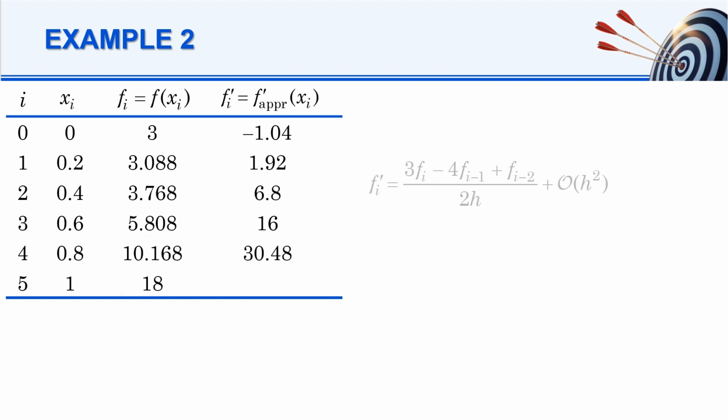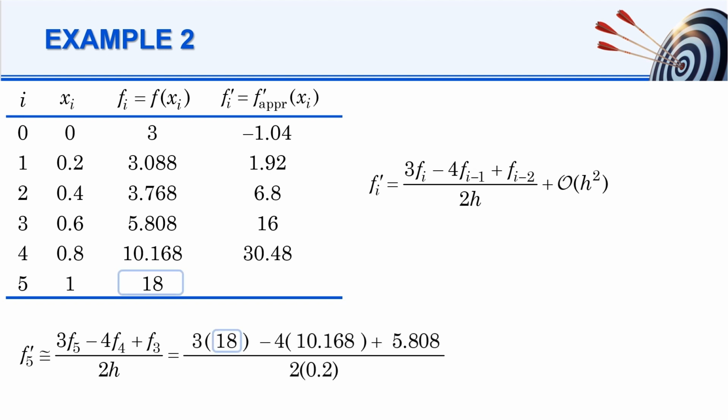For i equals 5 or x equals 1, we will make use of the second-order backward difference formula since it is the right endpoint of the dataset. The backward difference formula takes the following form. Substituting the numerical values of f3, f4, and f5, we obtain 47.84.